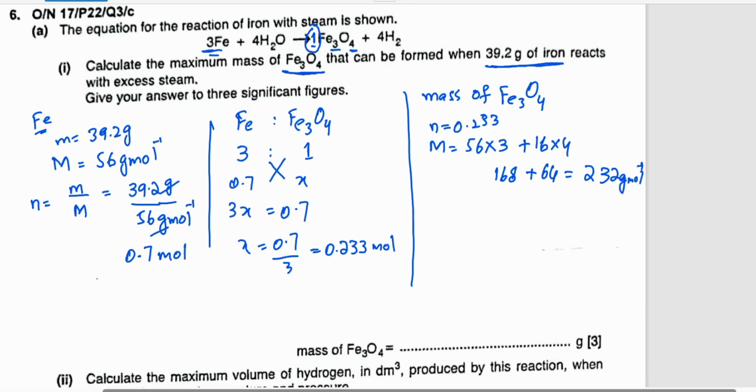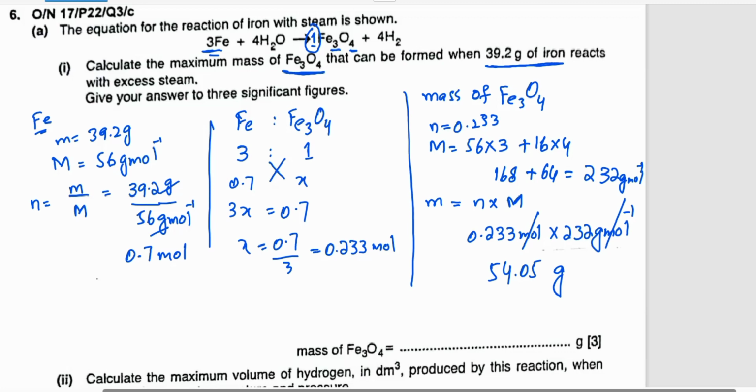So by using the formula, given mass is equal to number of moles multiplied by the molar mass, and number of moles is equal to 0.233 moles, and molar mass is equal to 232 gram per mole. So per mole cancels the mole and we get grams. So 232 multiplied by 0.233, so 54.056.